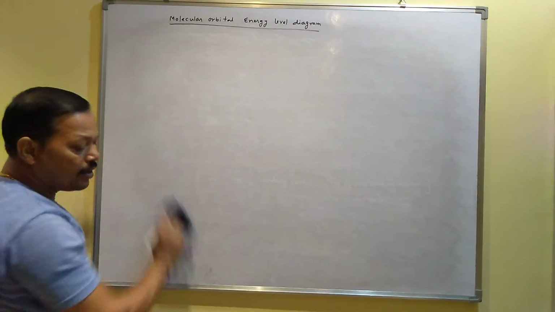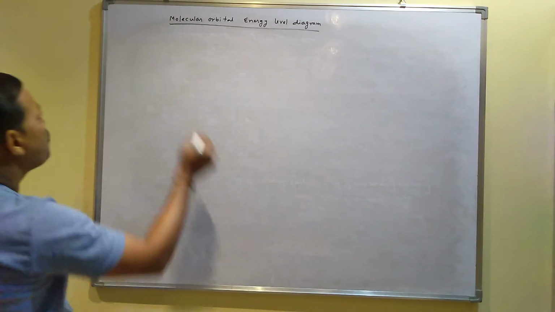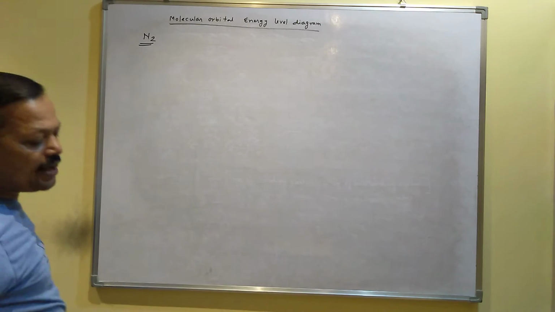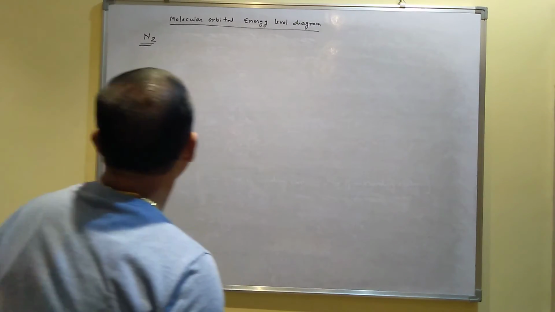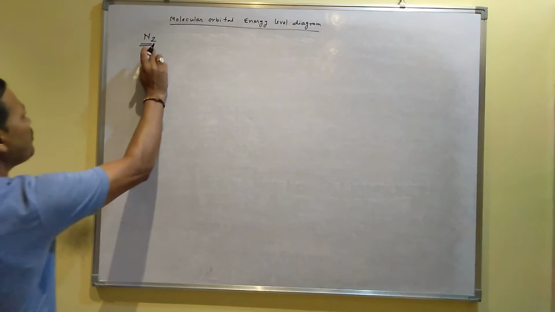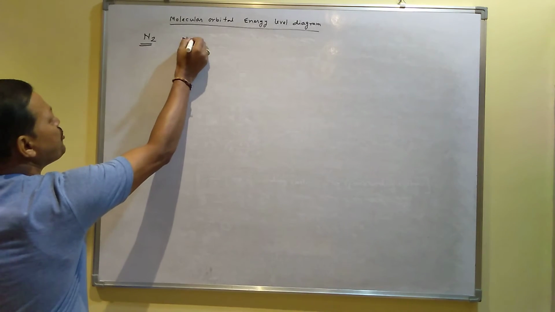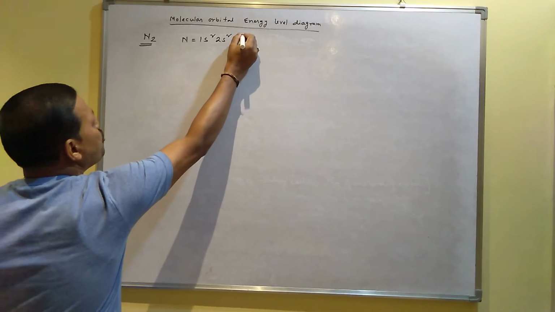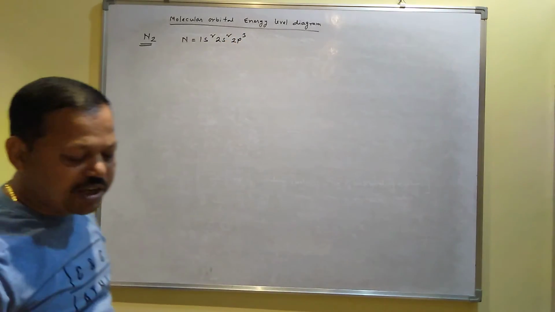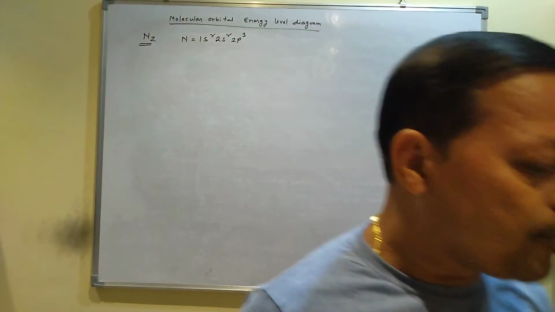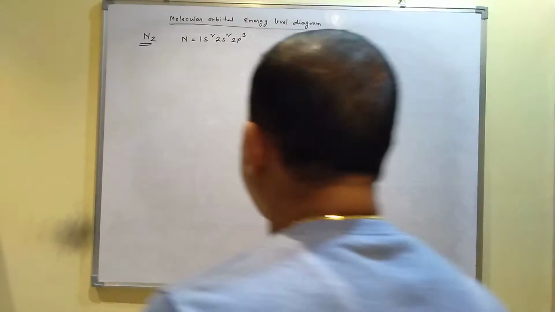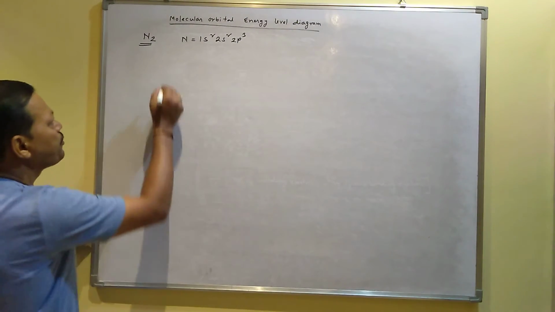Now I will directly draw the diagram for the nitrogen molecule. As you know, the electronic configuration of nitrogen is 1s2, 2s2, 2p3. This is the electronic configuration of nitrogen. So here 3 orbitals are present, 1s, 2s, and 2p, and that is why your diagram will be long.